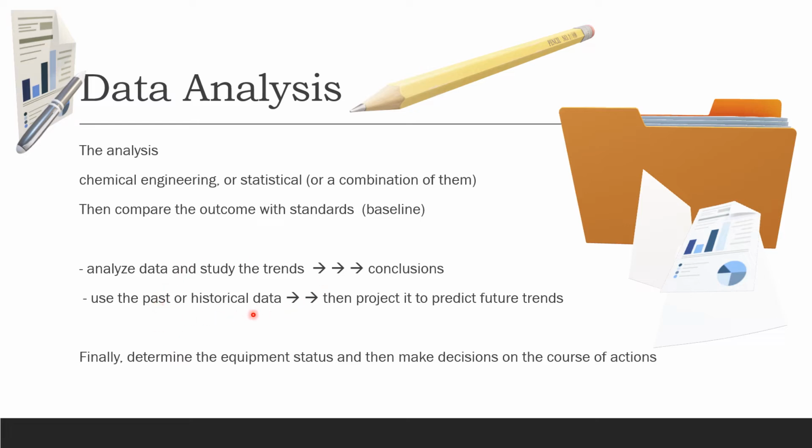So the data that we use are past or historical data, we call them current. And then we're going to project that data to predict the future trends. Okay? You're going to have two trends, so that's how we compare the past data and then project it to get the future data or trend. So finally, we determine the equipment status. Even if we say equipment, this can also be a big system, okay, all the components. And then we make the decision on a course of action.